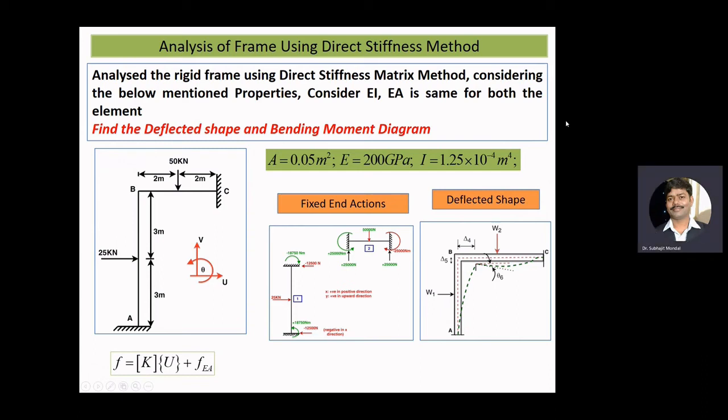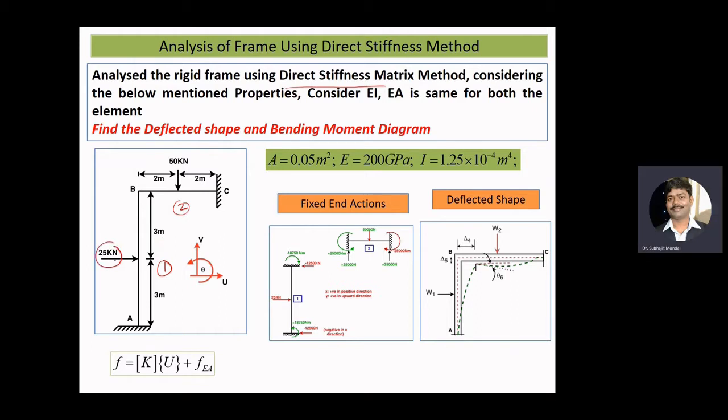In this class, we are going to learn how we can solve a beam structure using the direct stiffness method. Here, we are going to solve this problem. In this problem, we have two members, our member one and our member two, and two point loads are acting.